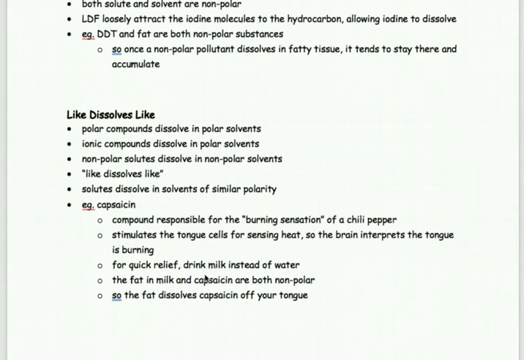So what they recommend is that you drink milk, right? Because milk has fat in it, and the fat is nonpolar. And the capsaicin is actually a nonpolar substance as well. So if you mix those two together, the milk can dissolve the capsaicin off your tongue and alleviate that pain. Just a neat example there.